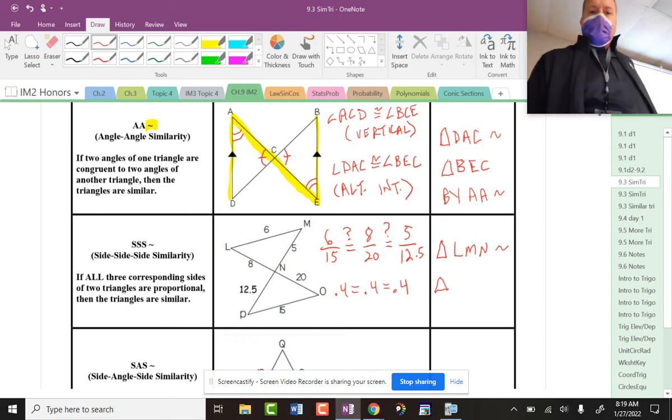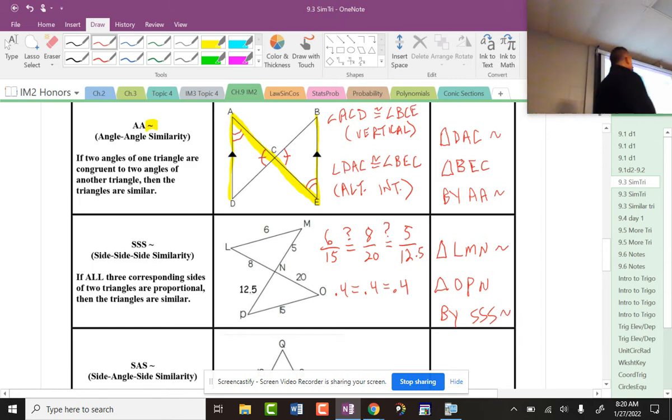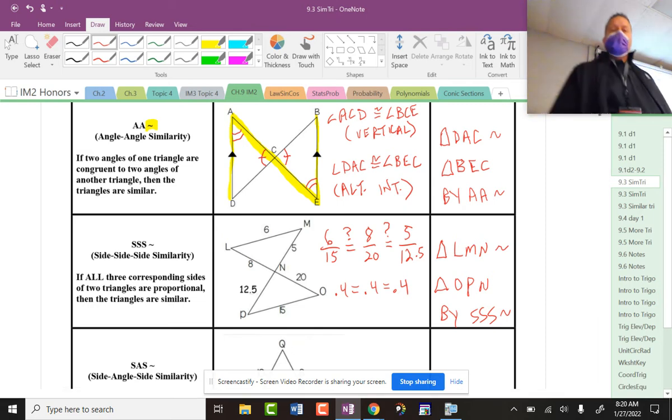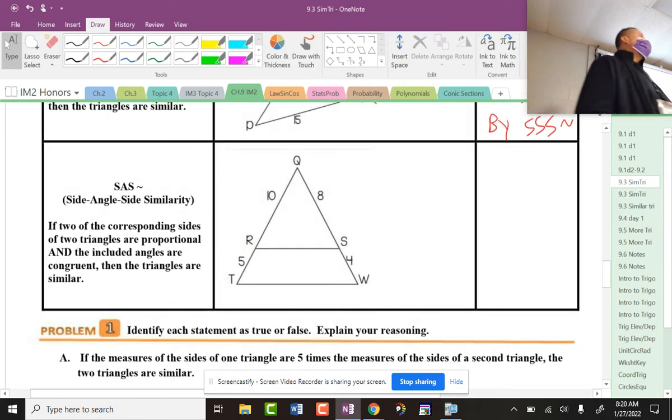NOP, yes. Okay, so who goes with L? O. Who goes with M? P. And then who goes with N? Of course, N. And then you say by SSS similarity. You've got to prove the proportionality, though, in order to support your idea here. Then the last one, this is a common drawing that we're going to need to understand here.